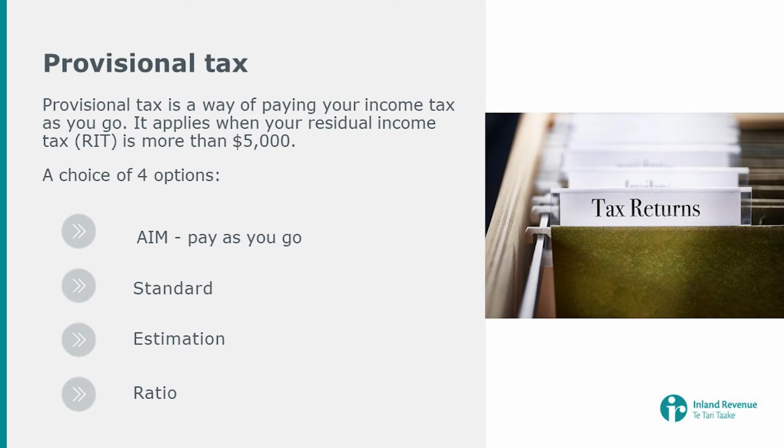The final option is the ratio option. You generally would need to have been in business and GST registered for 2 years before you can use this, as we use your income tax return and 12 months of GST returns to work out the ratio to apply to determine payment amounts. Let's have a look at the standard option example.